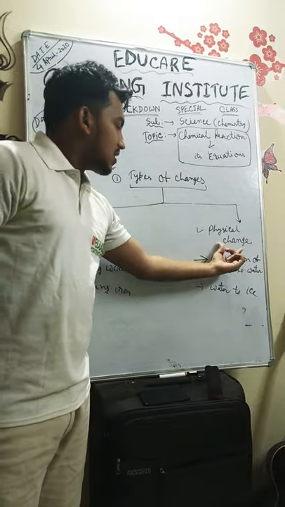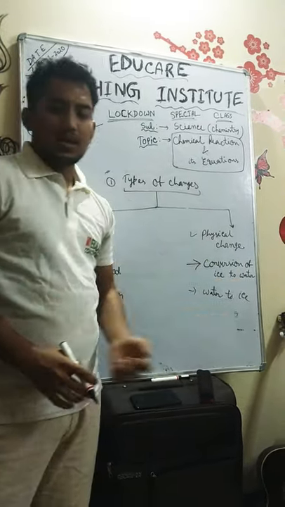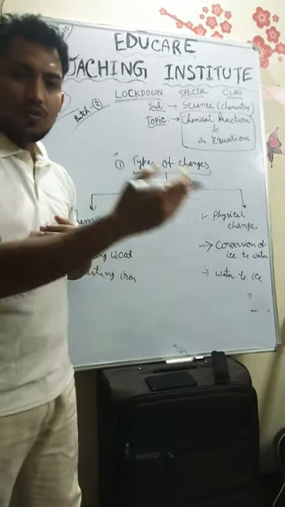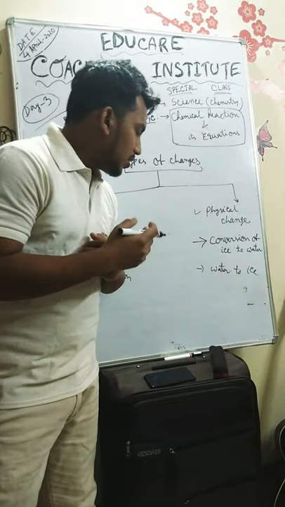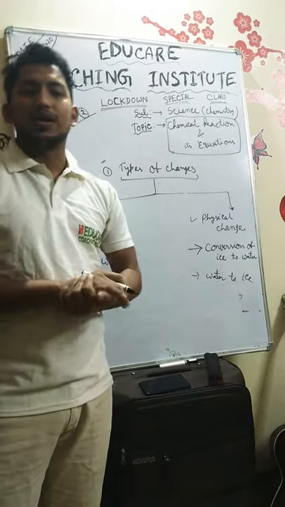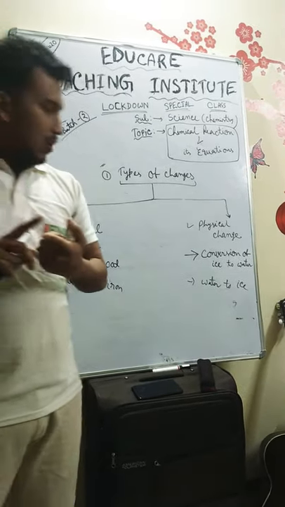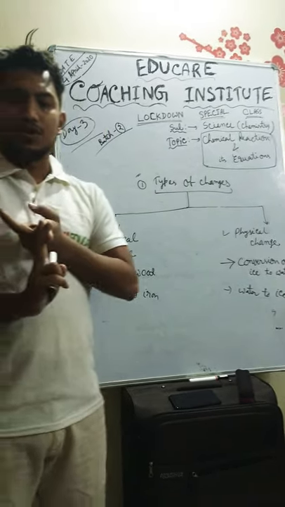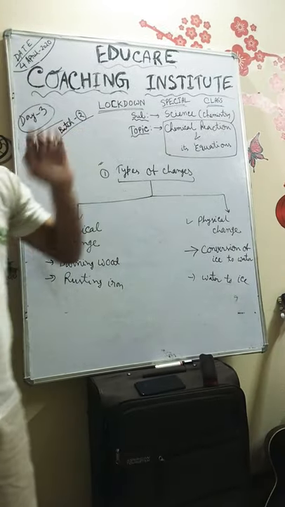Number one, what are physical changes? Physical changes are the changes like conversion of ice to water. If we convert the ice to water, or if we convert the water to ice, then it becomes a physical change. Why? I will use two languages, English and Assamese both. Okay, I'm talking about physical change.